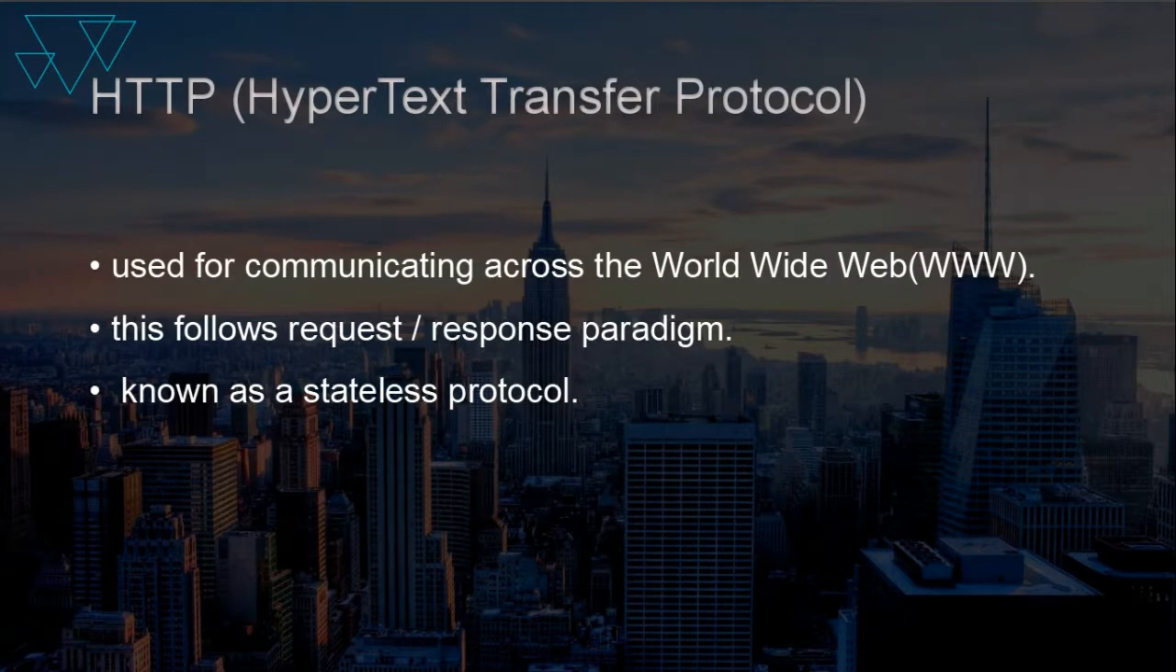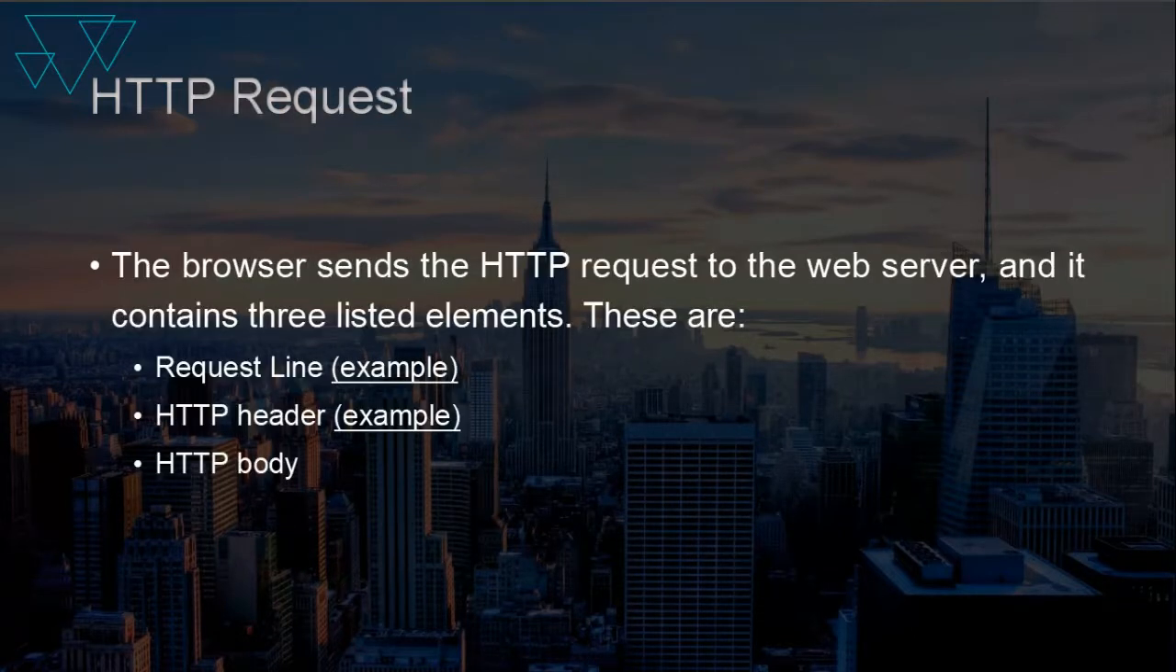HTTP, or Hypertext Transfer Protocol, is used for communicating across the World Wide Web, or WWW. This follows the request-response paradigm and is known as a stateless protocol. HTTP request: the browser sends the HTTP request to the web server and it contains three elements. These are the request line, HTTP header, and HTTP body.